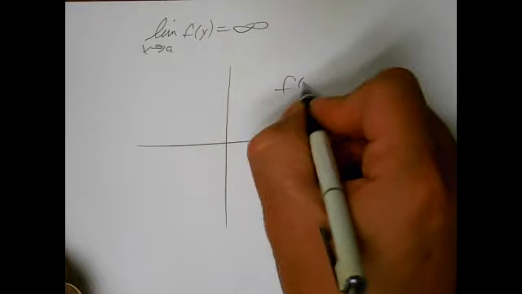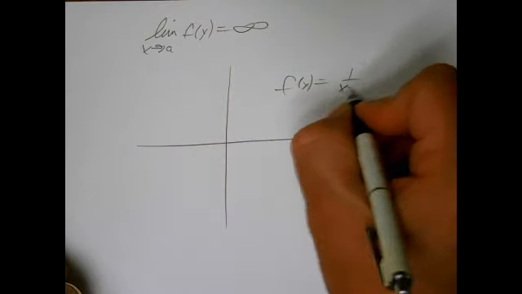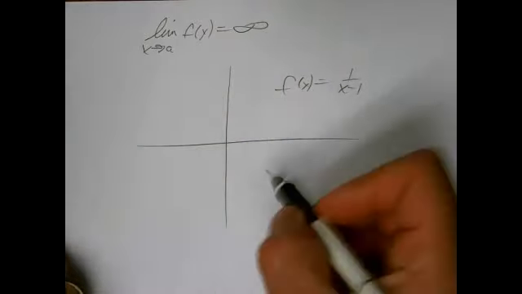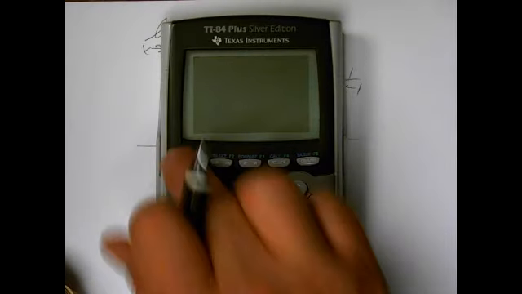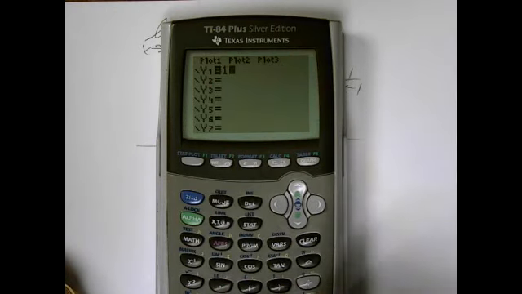Prime example, if you let f of x equal 1 over x minus 1, then we'll demonstrate that on the calculator, then I'll show you by hand. You had 1 over x minus 1.